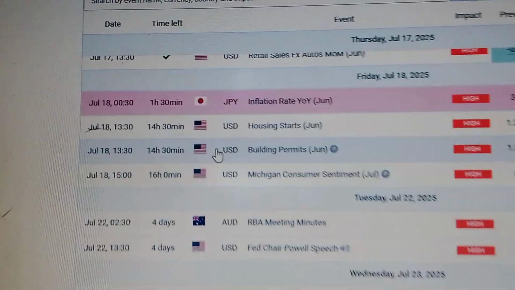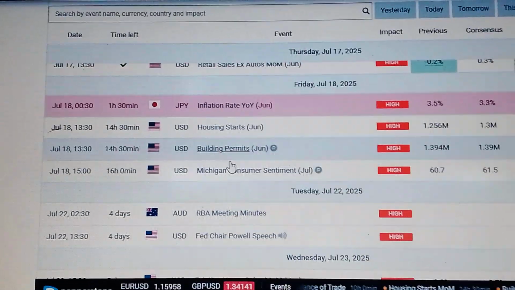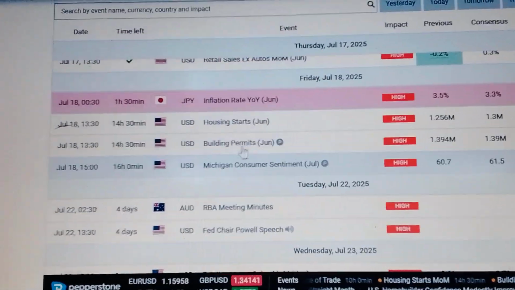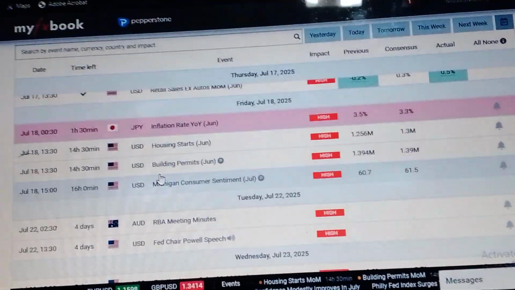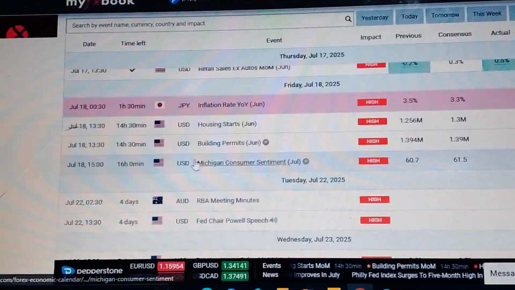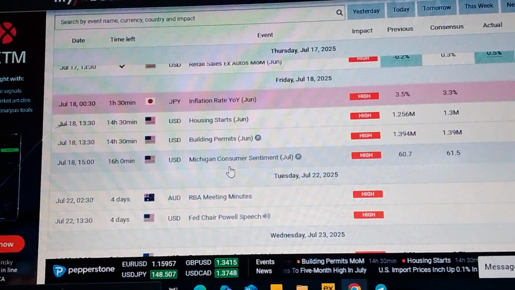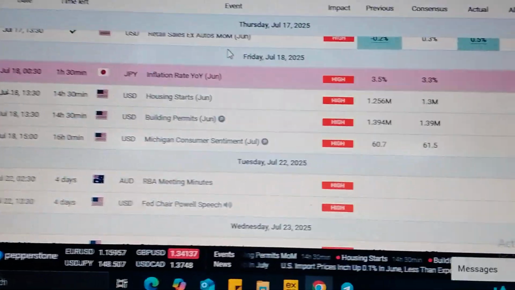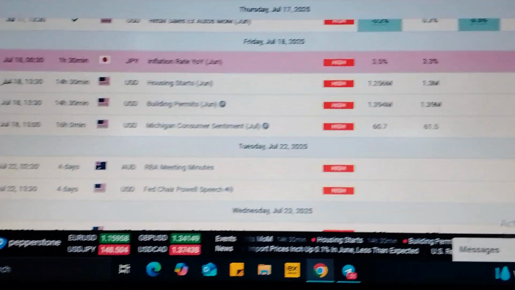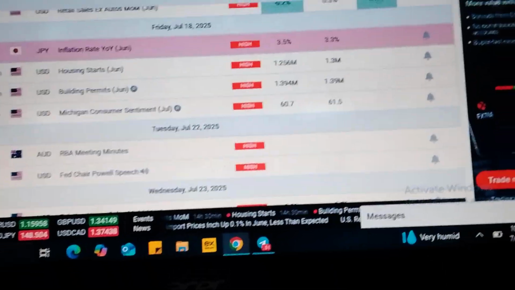So we're having housing starts, building permits. Building permits is crazy news. Not too crazy, not like a high level of crazy like CPI, but it's crazy news. So building permits, Michigan consumer sentiment. So these are the 3 news we are going to be having tomorrow. Tomorrow is going to be a super packed day.